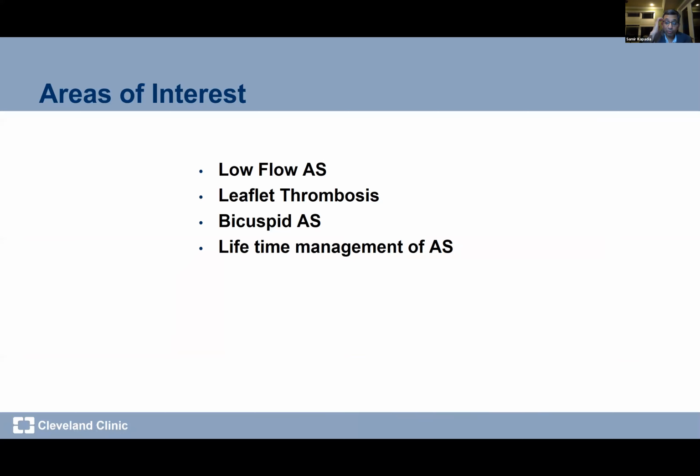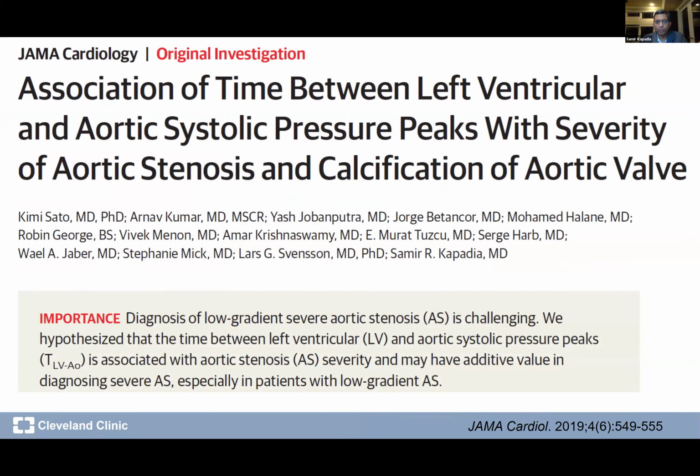What are the areas of interest? There is low flow, low gradient AS, leaflet thrombosis, bicuspid AS, and then the concept of lifetime management. Of course, we can elaborate on a lot of different things, but I just picked these 4 or 5 things for the future.